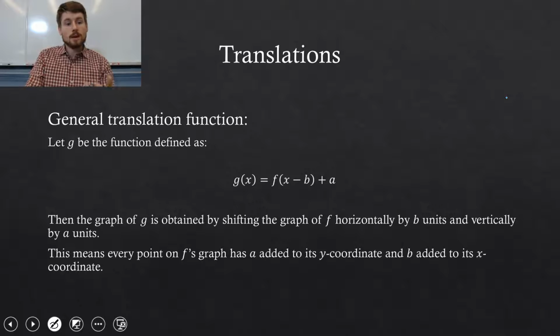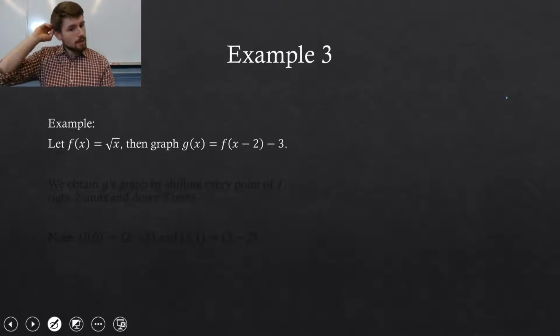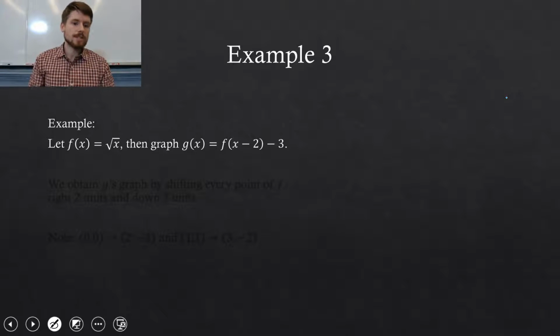So let's look at an example where we do both of these shifts. We're going to have a function, a square root function in this case. Again, remember, it doesn't matter what f is. g is still going to shift that function no matter what f is in this manner, okay? So we're going to say g of x is f of x minus 2 minus 3.